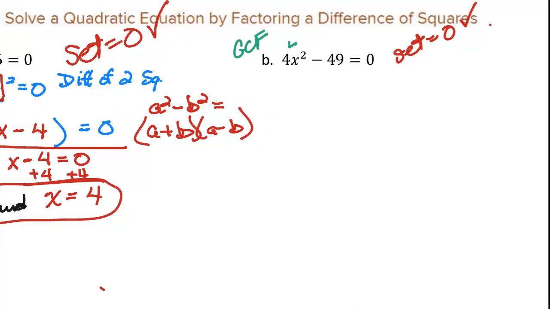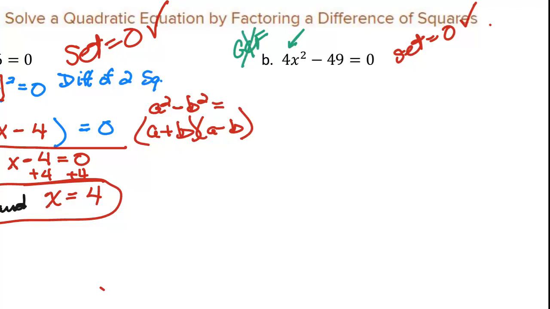Always start with your smallest number. 4. Is 4 a factor of 49? Can I take 49 divided by 4 and get a whole number? No. What is my next highest factor of 4? 2. Is 2 a factor of 49? No. And then there's 1, but 1's not helpful. So we do not have a GCF.